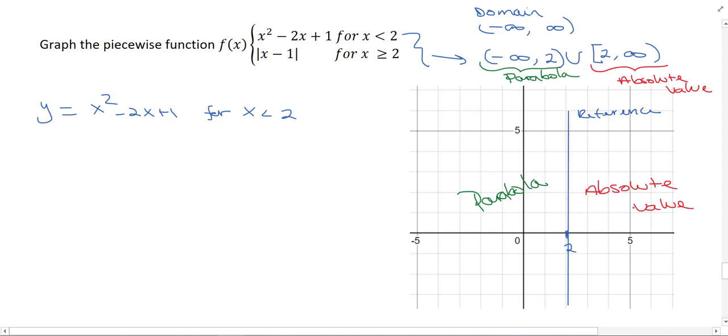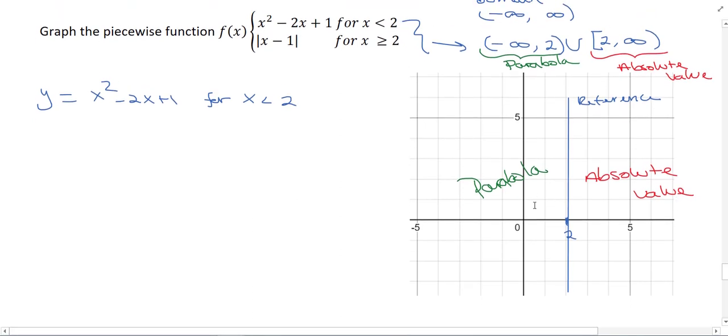Will I still pass the vertical line test? Will this still be a function? Yes, right? A parabola is a function. So when I graph my parabola, the part that falls here should pass the vertical line test. When I graph the absolute value, the part that falls on the right of 2 should pass the vertical line test. If you graph a piecewise function that doesn't pass the vertical line test, you know you've done something wrong. Maybe you've graphed the two pieces together, or you've graphed the entire functions on minus infinity to infinity without splitting up the domain. So now let's graph it.